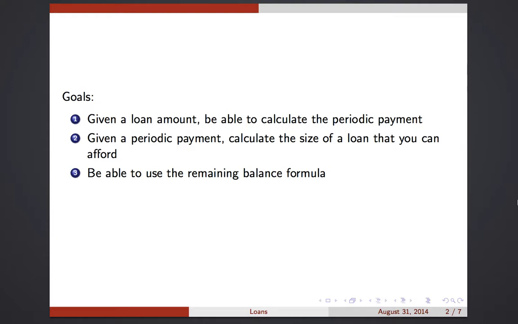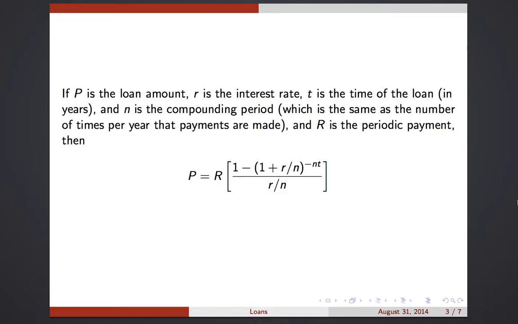So one of the goals of this video is to talk about how you can calculate a payment given a loan amount. And then the backwards question: if I give you a payment, I could ask you how big the loan is. So asking you questions like, suppose you've budgeted $500 per month for this loan, how big of a loan could you take out? Things like that. And then lastly, talking about how to compute remaining balances at any given time. Okay, so let's just jump right into it.